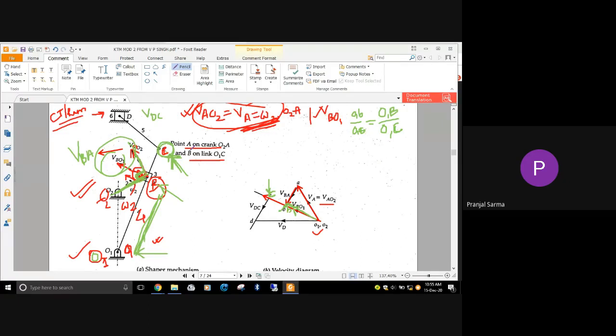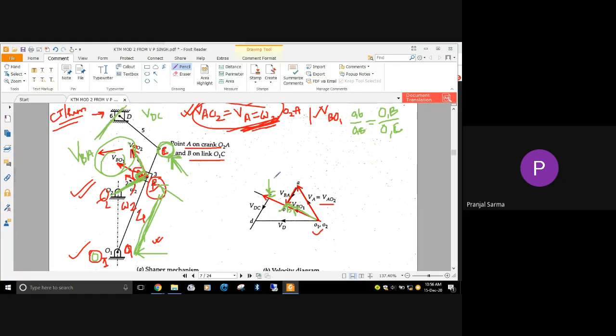What would be its direction? Right now, I don't know. It is perpendicular to DC, not O1C. It is perpendicular to DC because we are talking about VDC. So it is perpendicular to the link DC. The DC link is this one, so perpendicular to this link, that means this way somewhere.